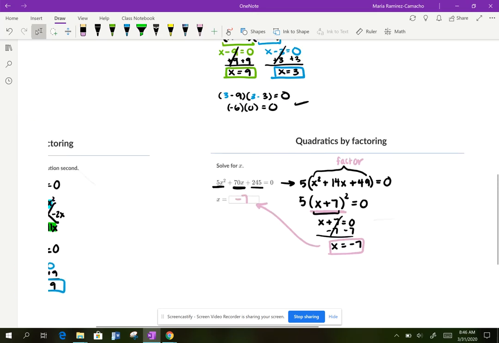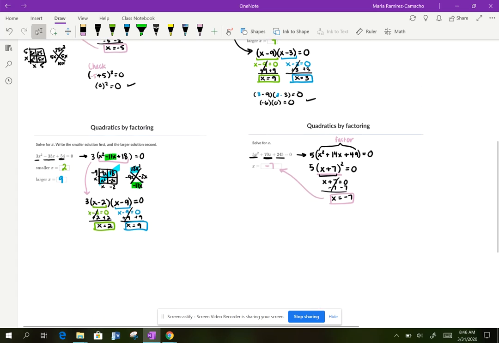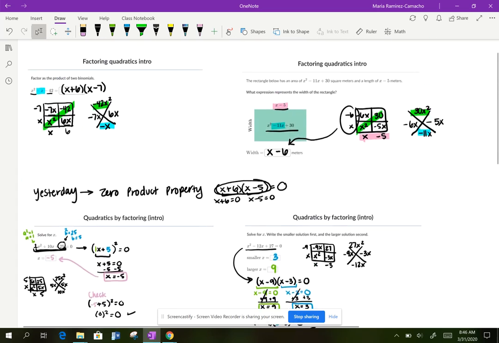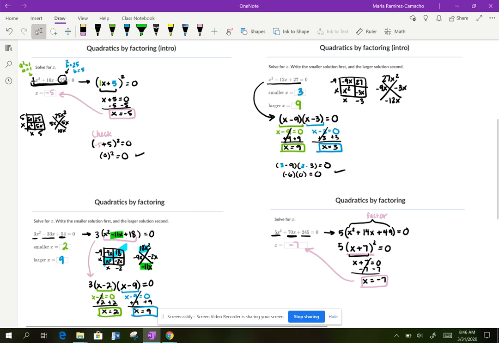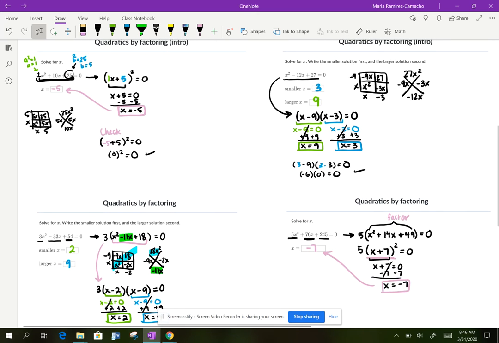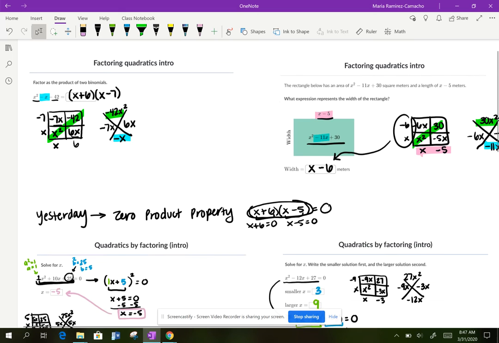So go through this video again, pause, rewind, do whatever you need to do. What we're going to see tomorrow, and I'll explain this in tomorrow's video, is that what we're doing, factoring and setting equal to 0 and solving for x, we're actually finding the x-intercepts for a problem. So more on that later.